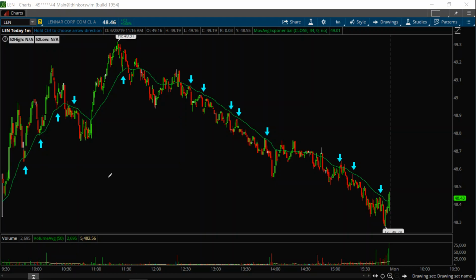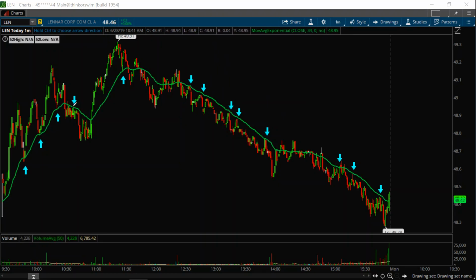moving average exponential. If we take a look, the stock was climbing early on and came back down to test this 34 exponential moving average. That's where it bounced. It came back down again, touched it, and bounced again. Came back down, touched it again, bounced. The 34 moving average right here is acting as resistance.